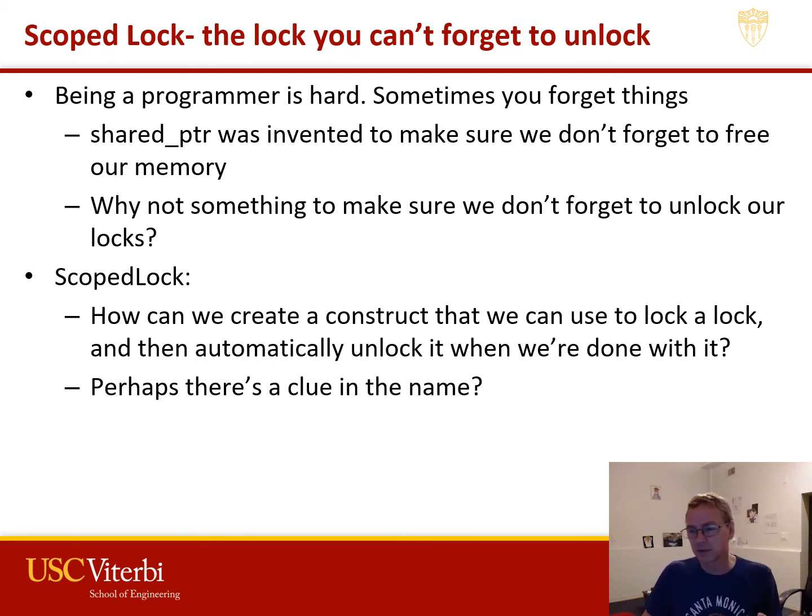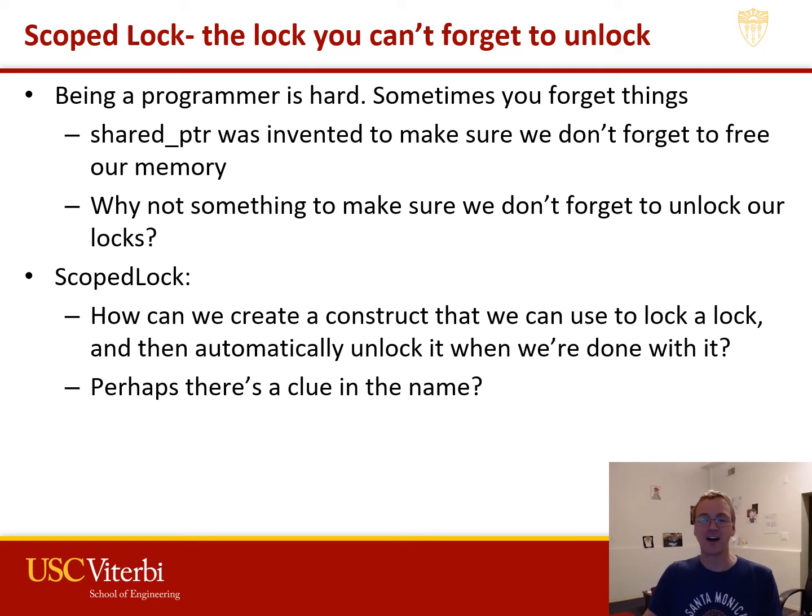As your code gets complicated, sometimes you throw a return in there somewhere in the middle of your function, and lo and behold, you forgot all about that unlock. That's farther down. You didn't get to it. Okay. So there's a way we can protect ourselves from that. The technique is called scoped lock. The idea is that we create something that will lock the lock when it's created, and it will automatically unlock it when that thing is no longer used.